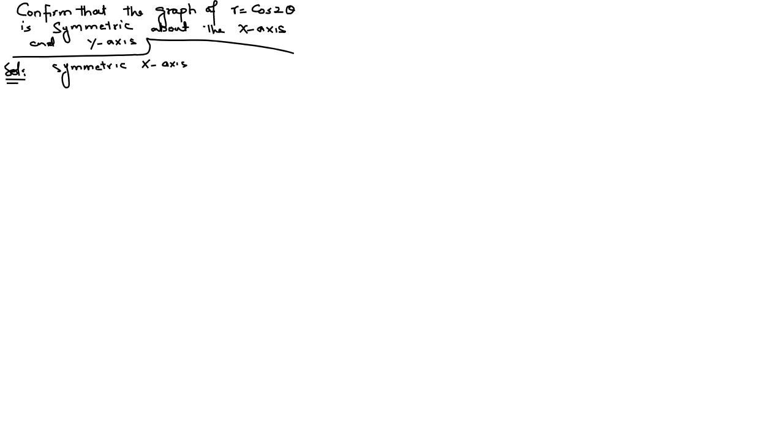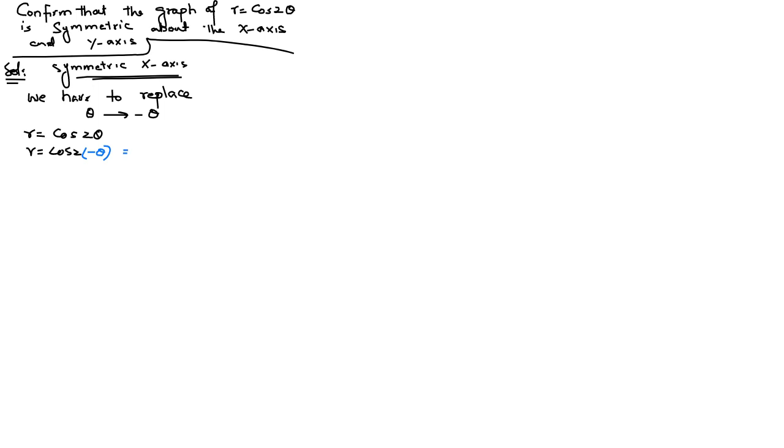Symmetric for the x-axis: what do we have to do? For symmetry along the x-axis, we have to replace theta with minus theta, right? So r is equal to what? Cosine of 2 theta we have. So if I replace theta with minus theta.